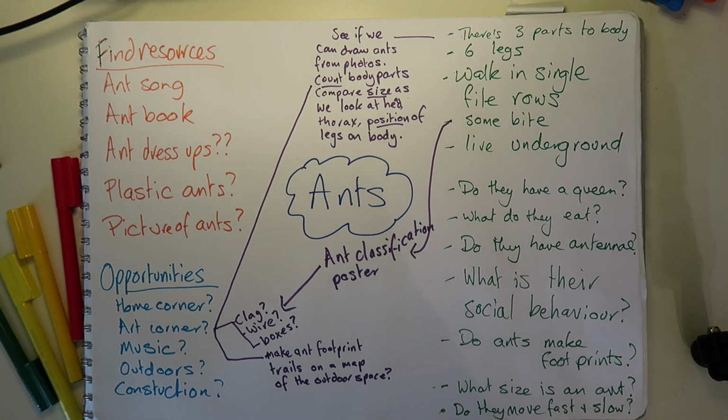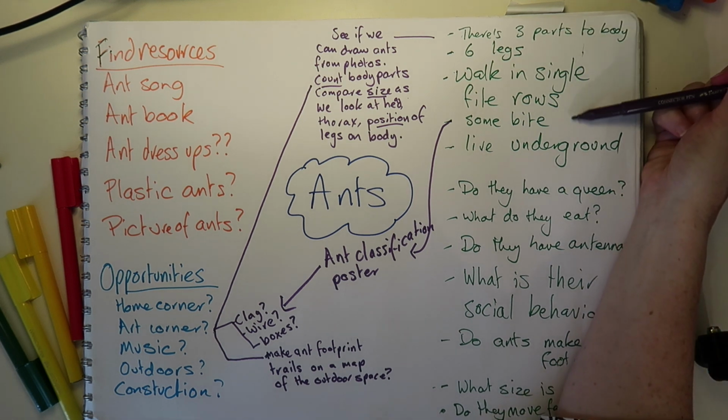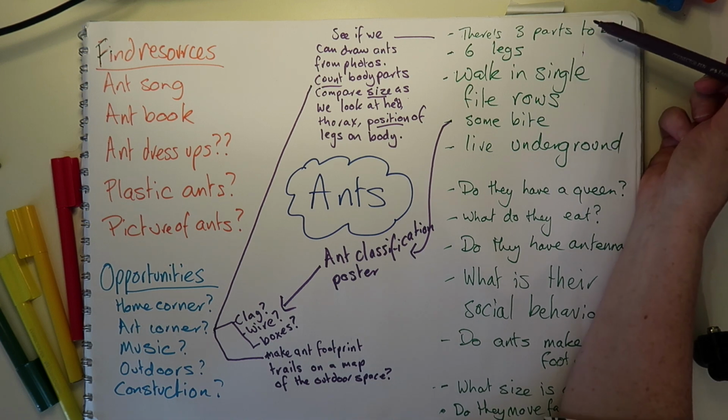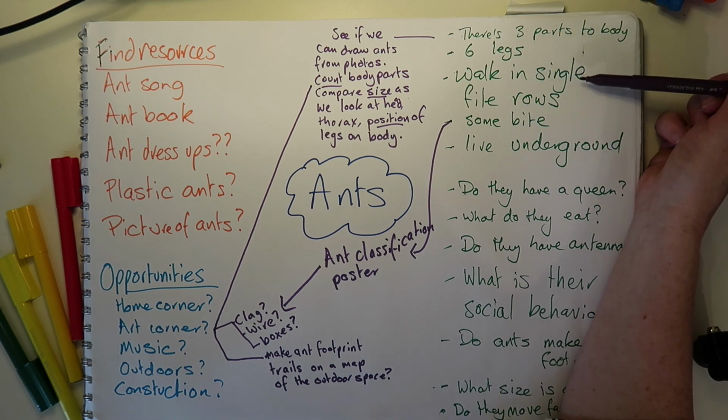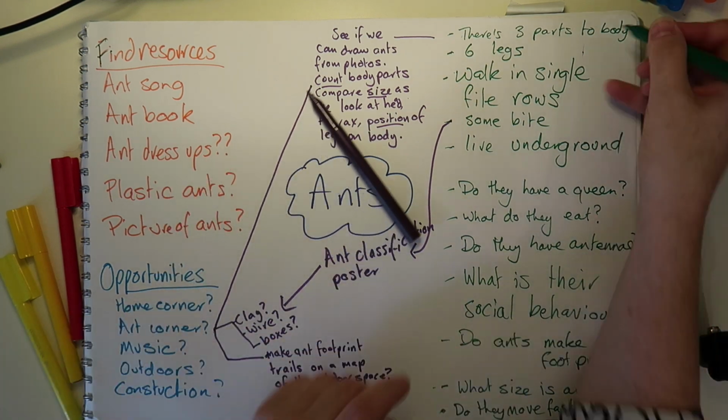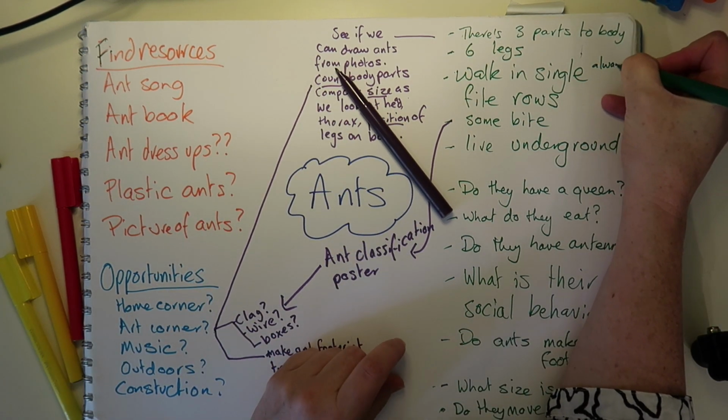Hi everyone, I've started a brainstorm on ants and I've started listing a few things that I know about ants, which is actually not very much now that I've started. They have 3 body parts, 6 legs, they walk in single file. Actually, I wonder if that's always, so I'm going to put that here. That's a question for me.